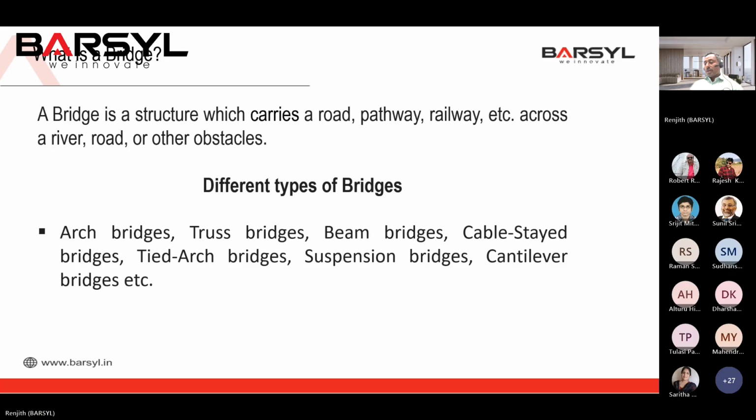And type of span. It can be a continuous bridge, an integral bridge, or a simply supported bridge. That depends on the type of support condition which is provided. Most bridges are simply supported bridges. They are easy to analyze and easy to construct. That is the reason most of the bridges are simply supported bridges.